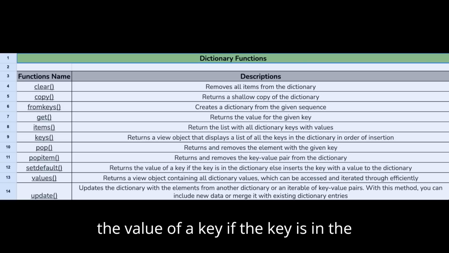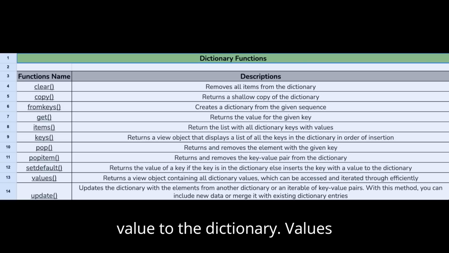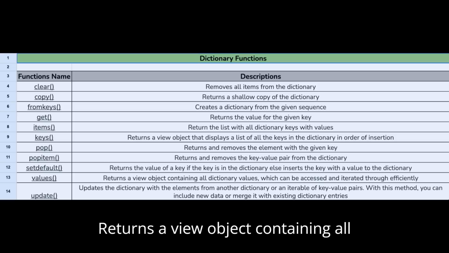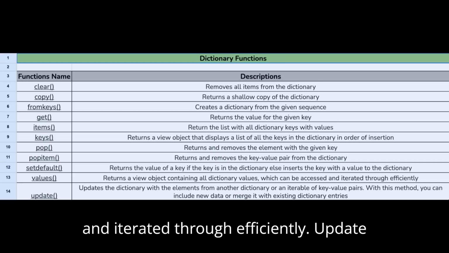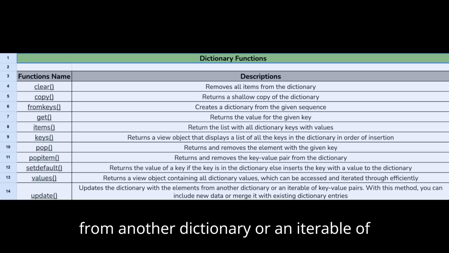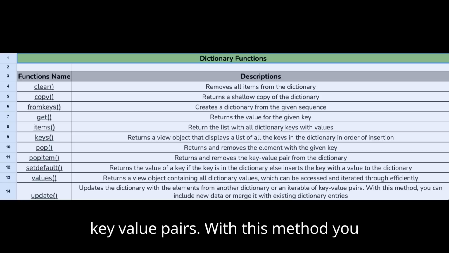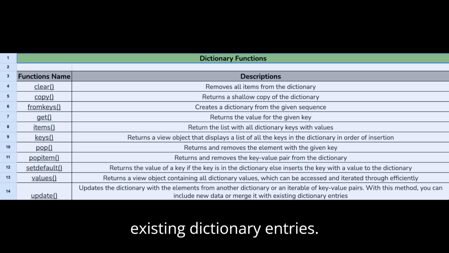setdefault returns the value of a key if the key is in the dictionary, else inserts the key with a value into the dictionary. values returns a view object containing all dictionary values, which can be accessed and iterated through efficiently. update updates the dictionary with the elements from another dictionary or an iterable of key-value pairs. With this method, you can include new data or merge it with existing dictionary entries.